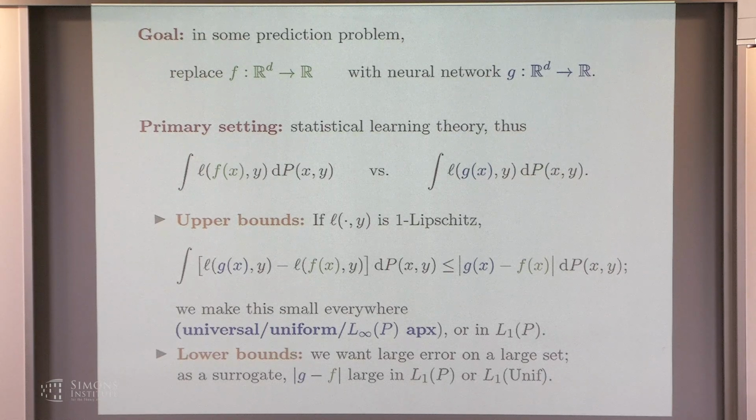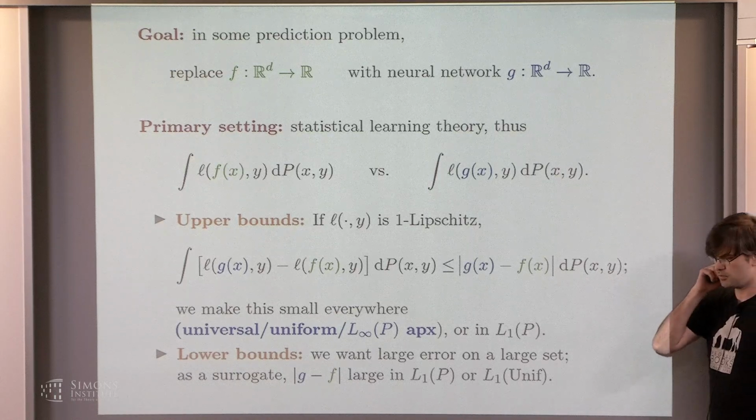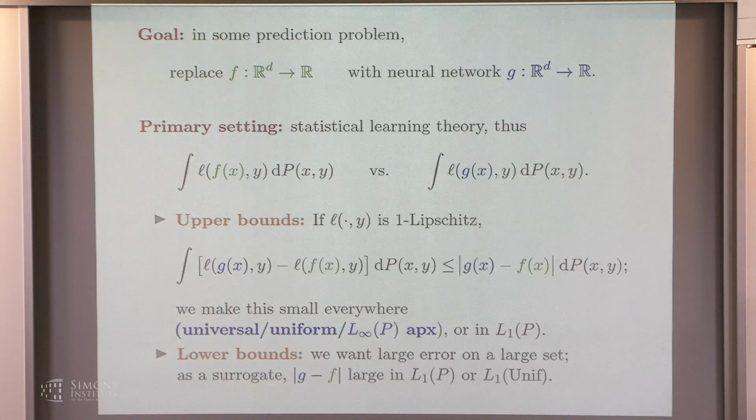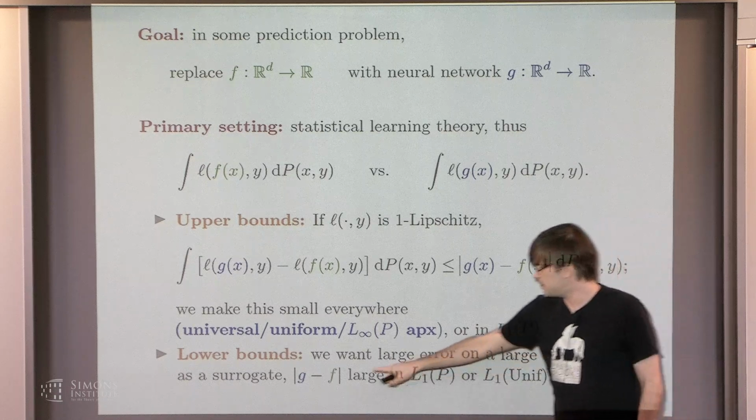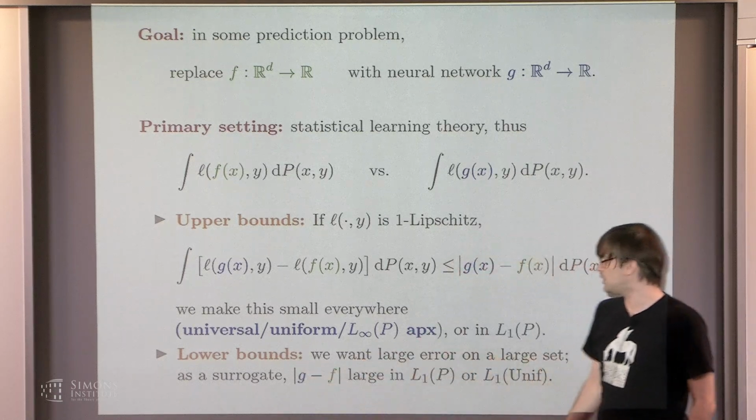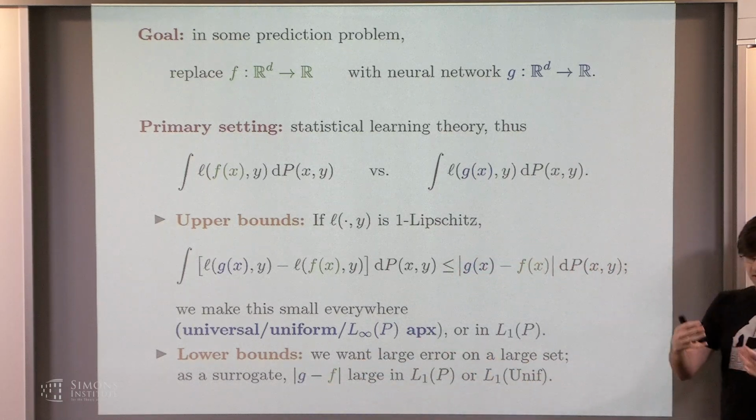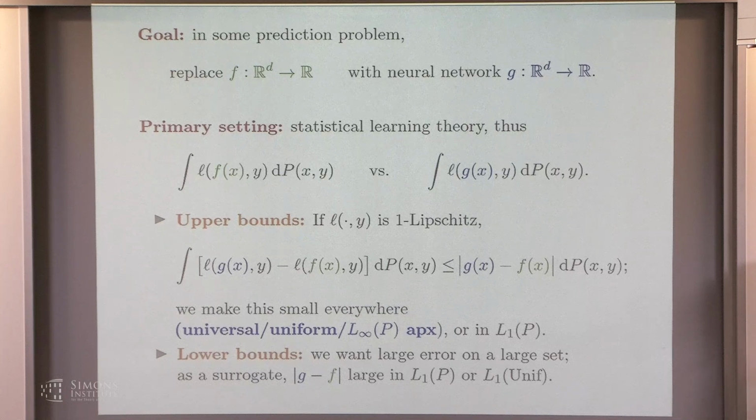We're also interested in lower bounds. And lower bounds are much more dicey to pin down what we really want to be showing. The lower bounds that I will show you today prove an L1 lower bound. That means that this is large in L1. What that means is there's a large set with large probability mass such that the two differ. That would imply that on that prediction problem, they don't do similarly.